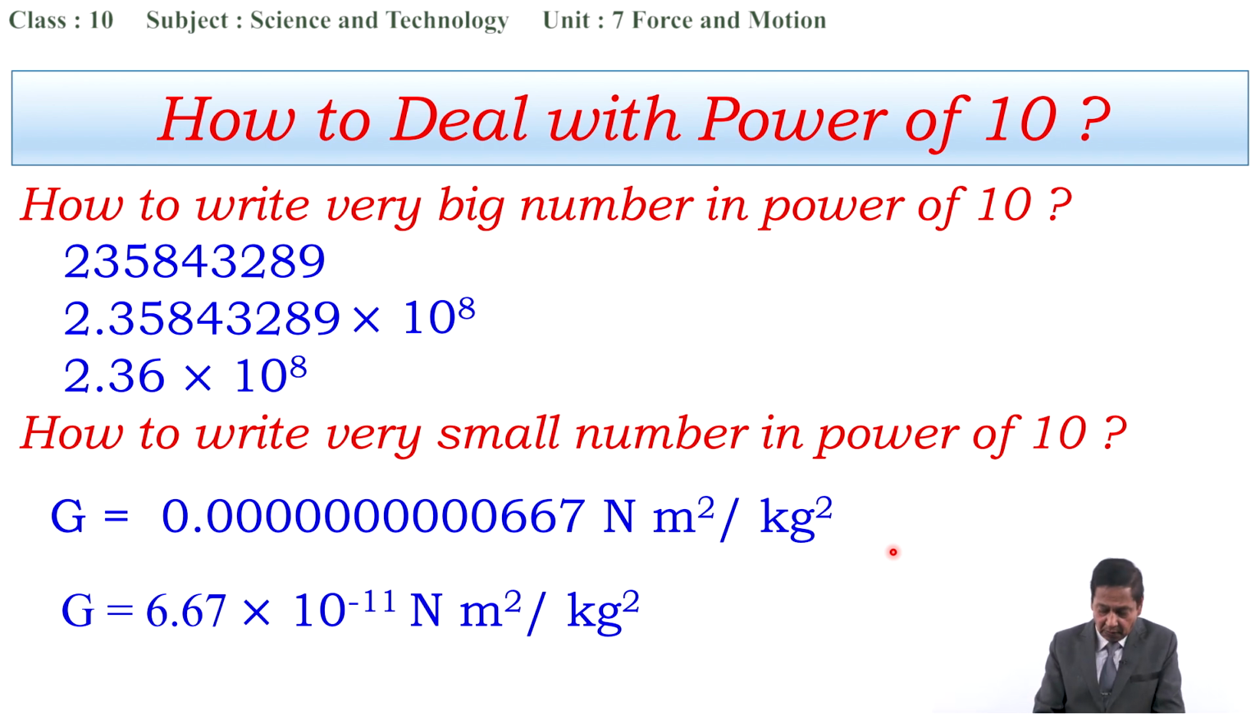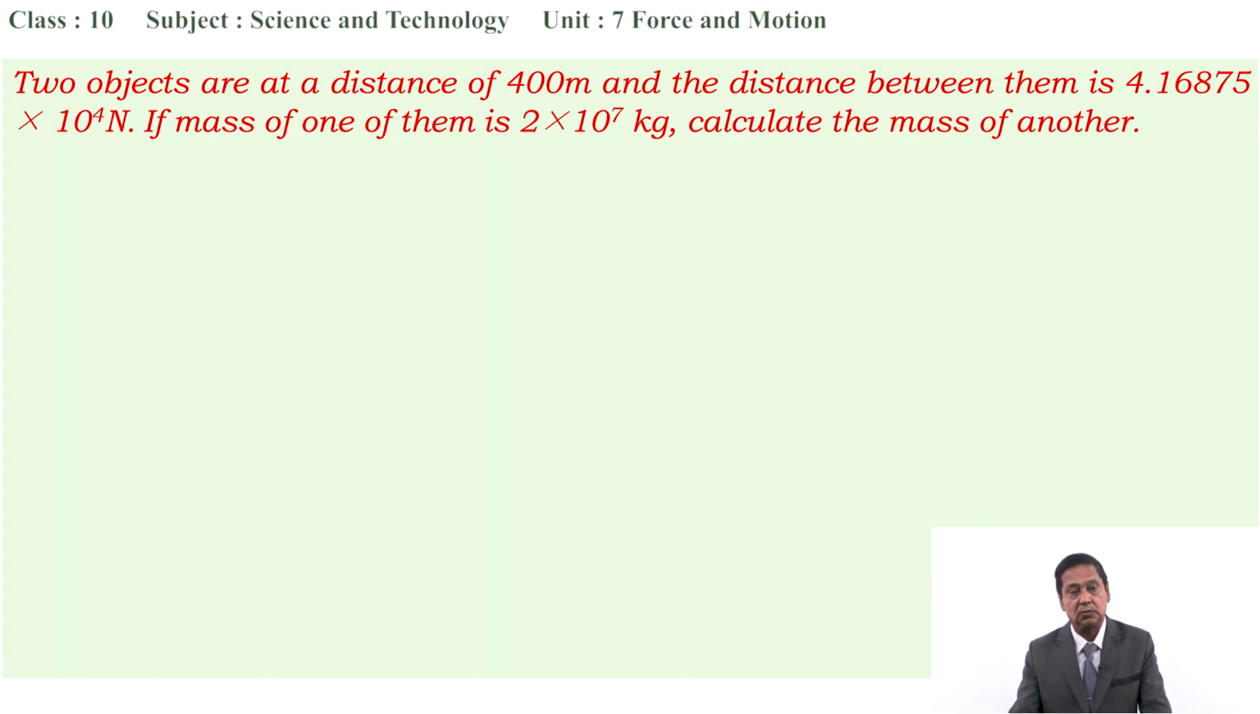Let's go through one numerical problem. This is one of the numerical problems I am going to present. Two objects are at a distance of 400 meter and the gravitational force between them is 4.16875 into 10 power 4 Newton. Look at this, power of 10 is coming. And if the mass of one of them is 2 into 10 power 7 kilogram, what does it mean? 2 into 10 power 7 means 1 with 7 zeros multiplied by 2, isn't it? But we are not writing a very big number, we are writing it in power of 10, 2 into 10 power 7 kg. Calculate the mass of the other.